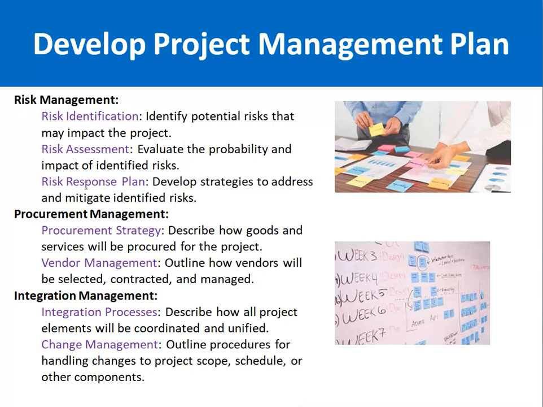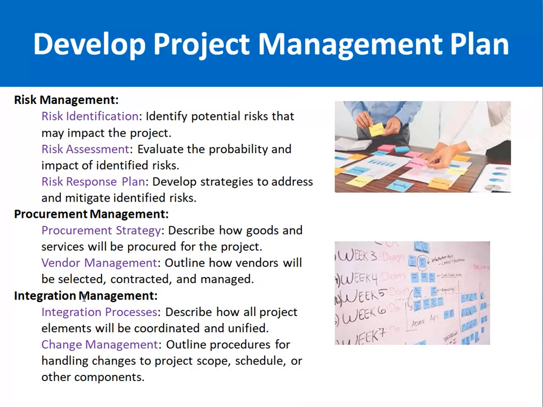Then risk response planning means that once the risk has been identified and assessment has been done, you have to plan the response: how will you handle that risk if it occurs. Then the procurement management plan: the procurement strategy has to be described, how goods and services will be procured for the project. Then vendor management outlines how vendors will be selected, contracted and managed.